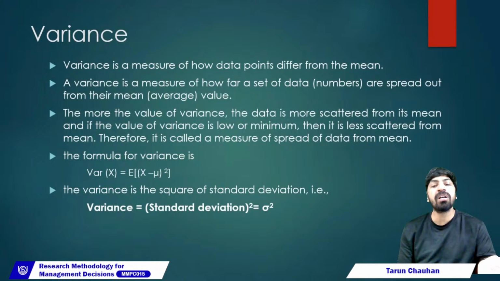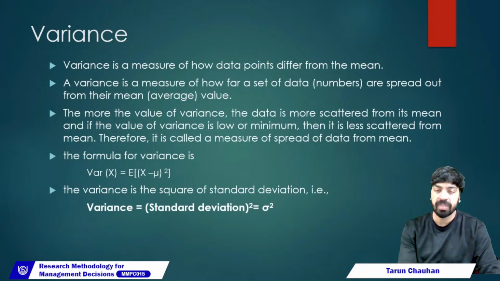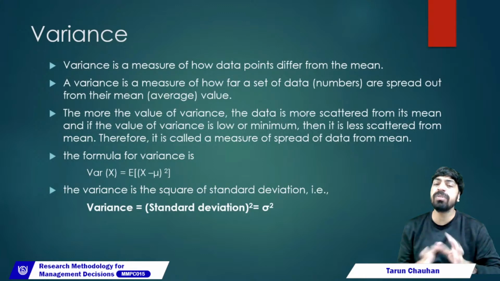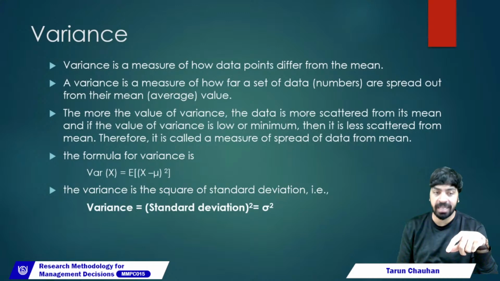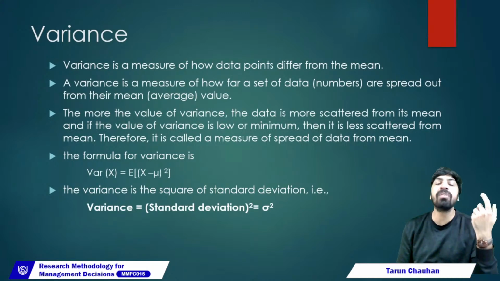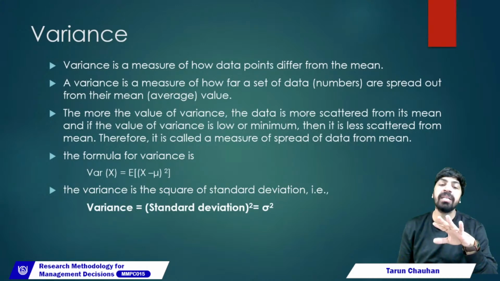So the square root of the variance is the standard deviation. These two terms are very interrelated to each other. So when you calculate the variance, you can easily calculate the standard deviation. Without calculating the variance, it is impossible to calculate the standard deviation, or in other words, the value of the standard deviation would be incomplete if the variance is not calculated.